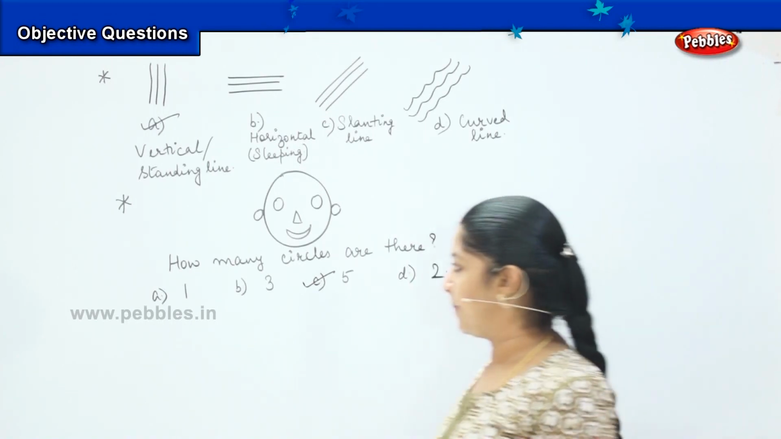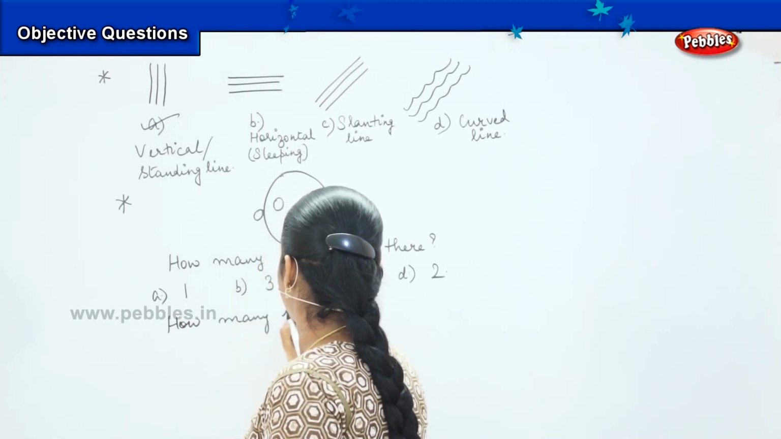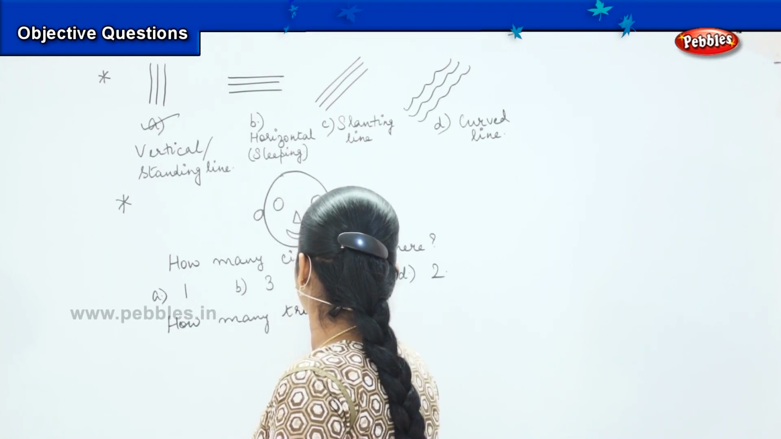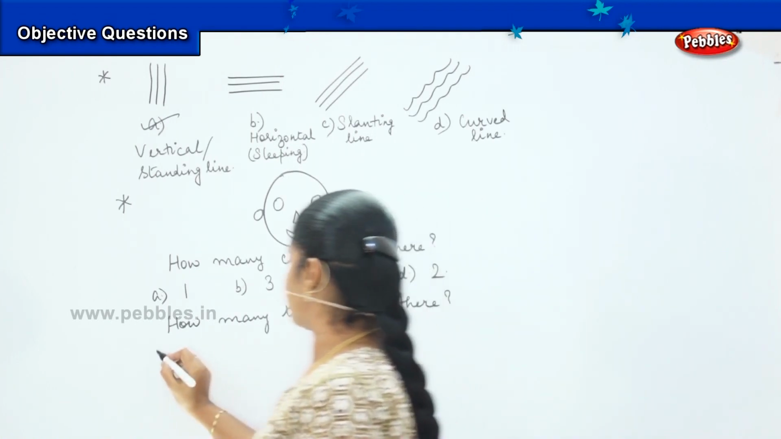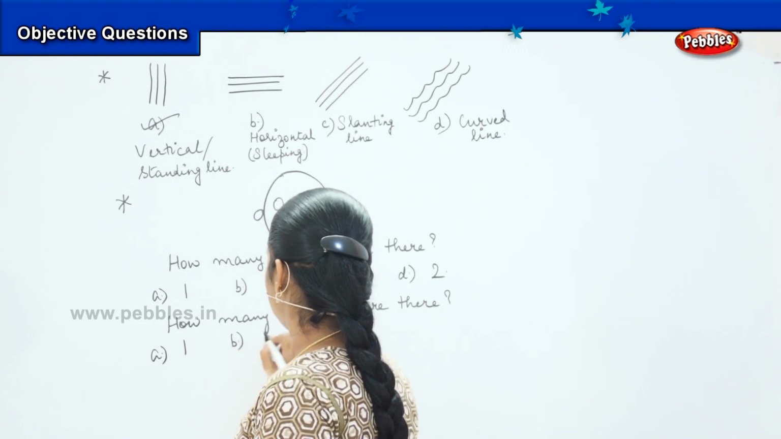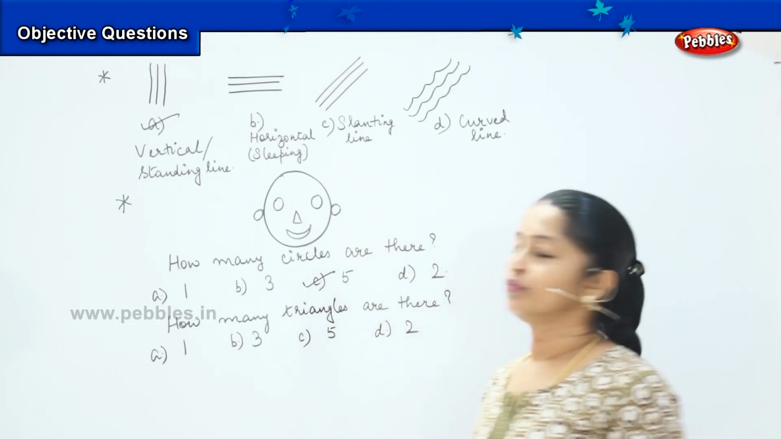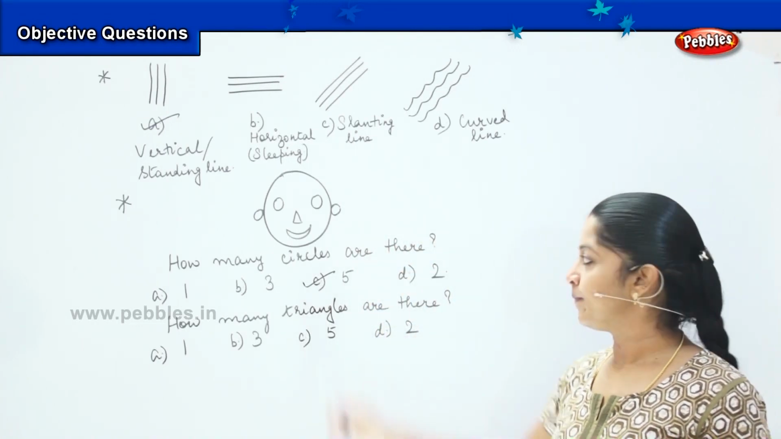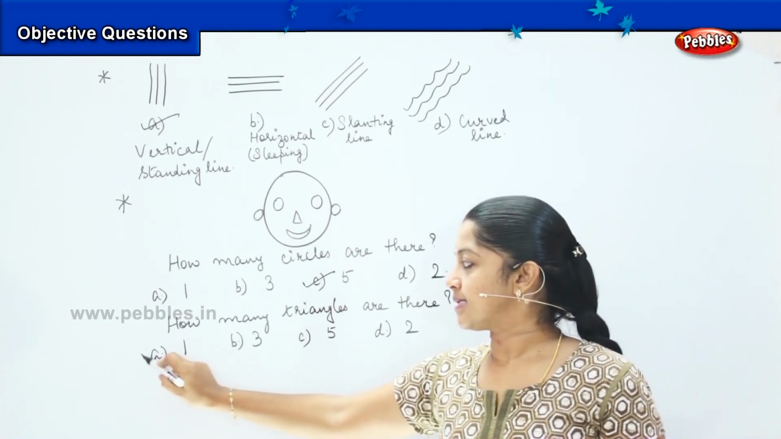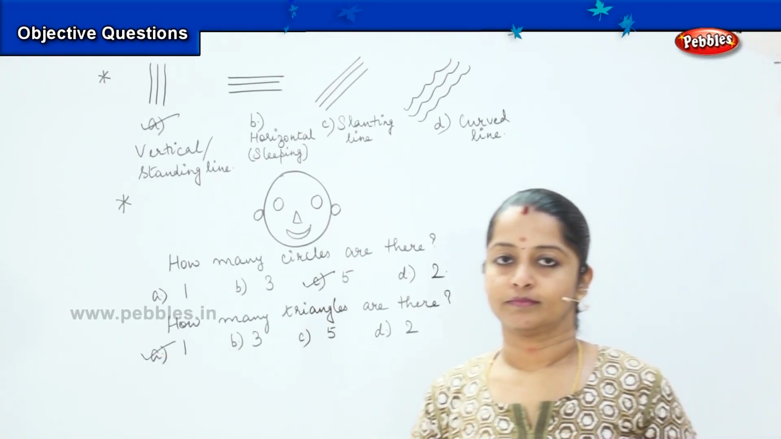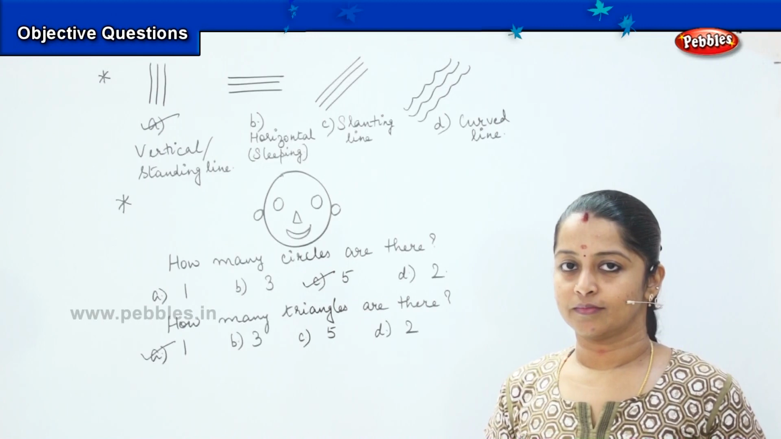Now, from the same diagram, your next question is, how many triangles are there? And your options are A, 1, B, 3, C, 5, and D, 2. So how many triangles can you find on the face? It's only one, which is towards the north side, right? So my right option is option A, which is 1. Clear? Shall we move to the next question? Okay.